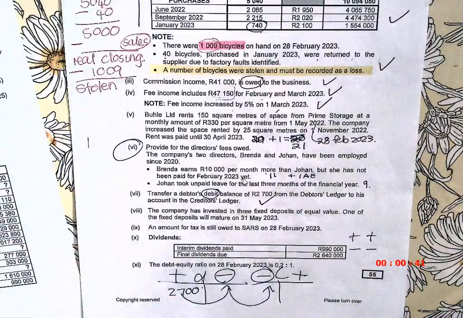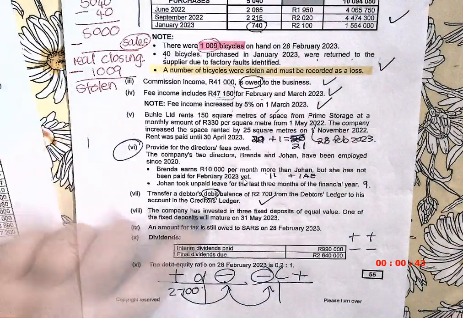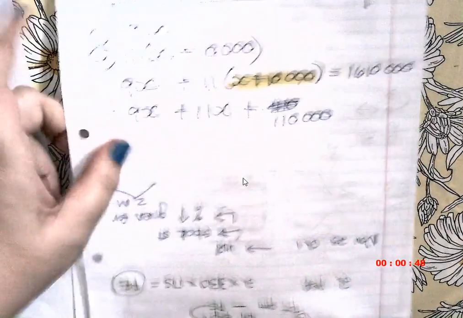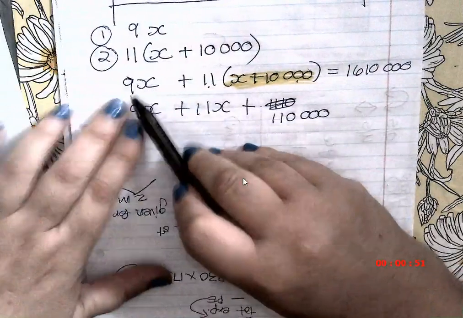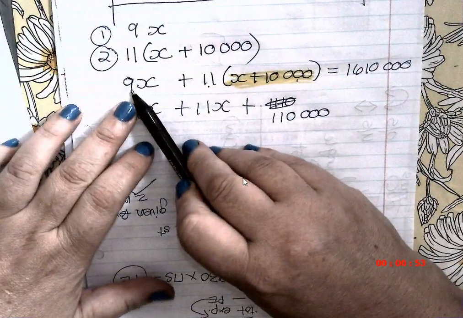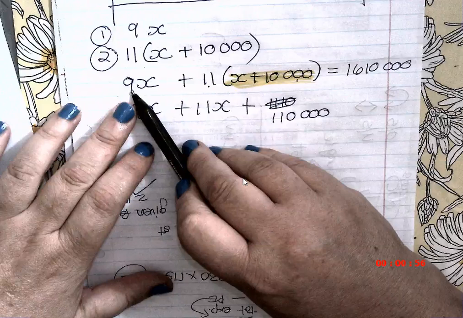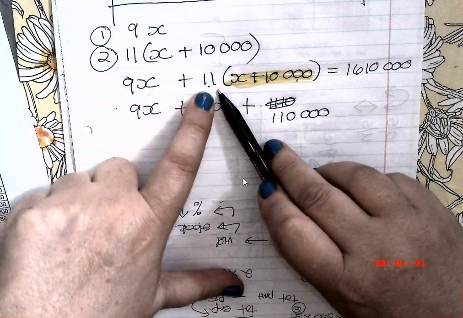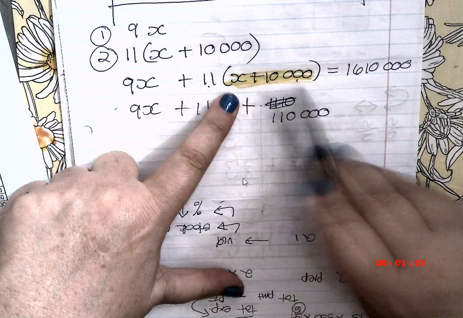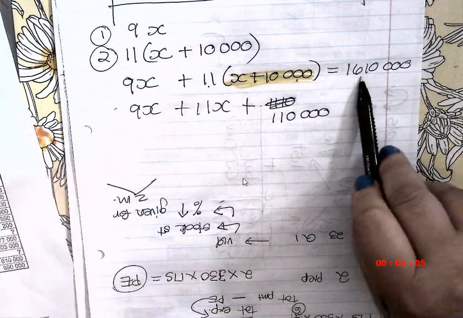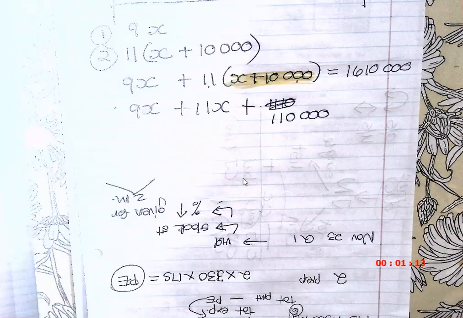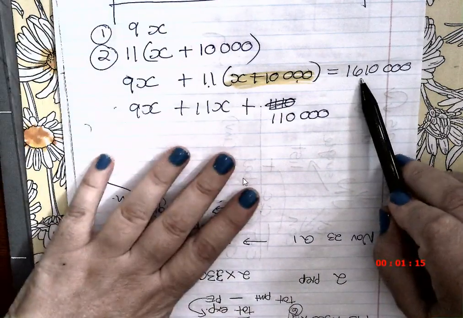So now let's quickly look. Johan took unpaid leave for the last 3 months, and this is how I got to this calculation here, where I say Johan only got paid for 9 months because 3 months was unpaid, X. Susan got paid 11 months, but she got X plus 10,000. And that gives me the director's fees here, which was paid out, the 1,610. Right, and now I need to solve X.